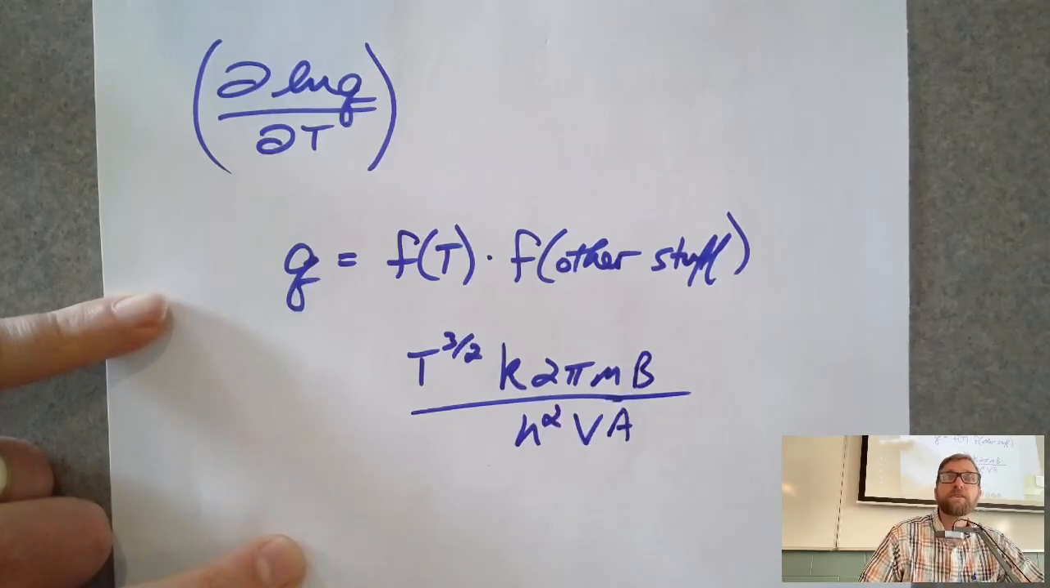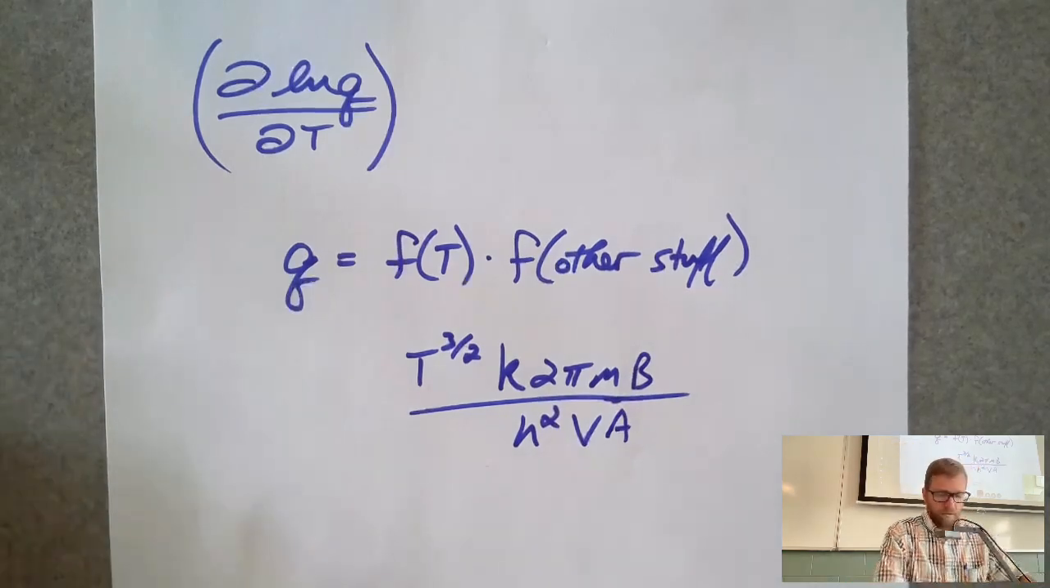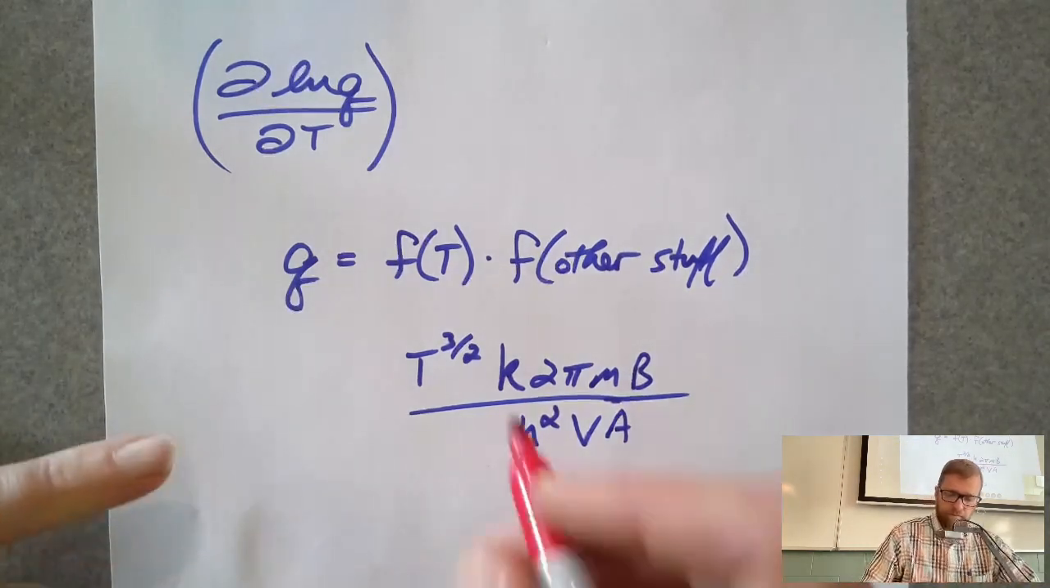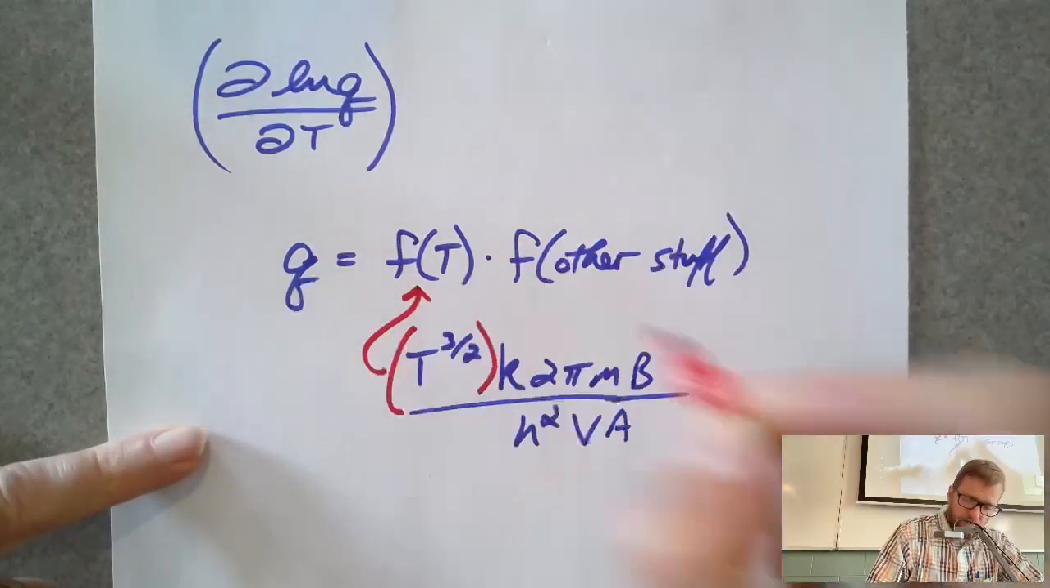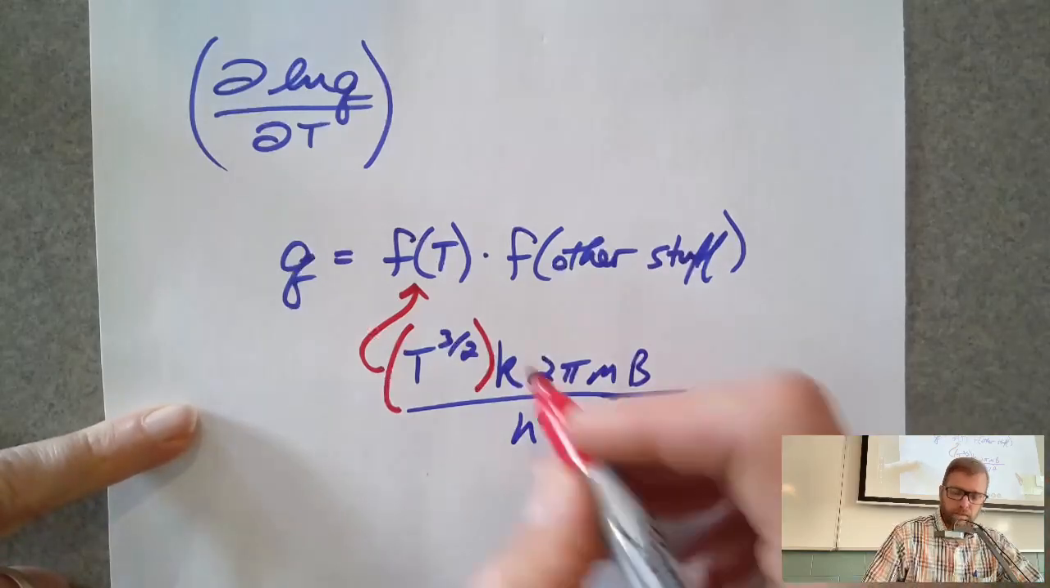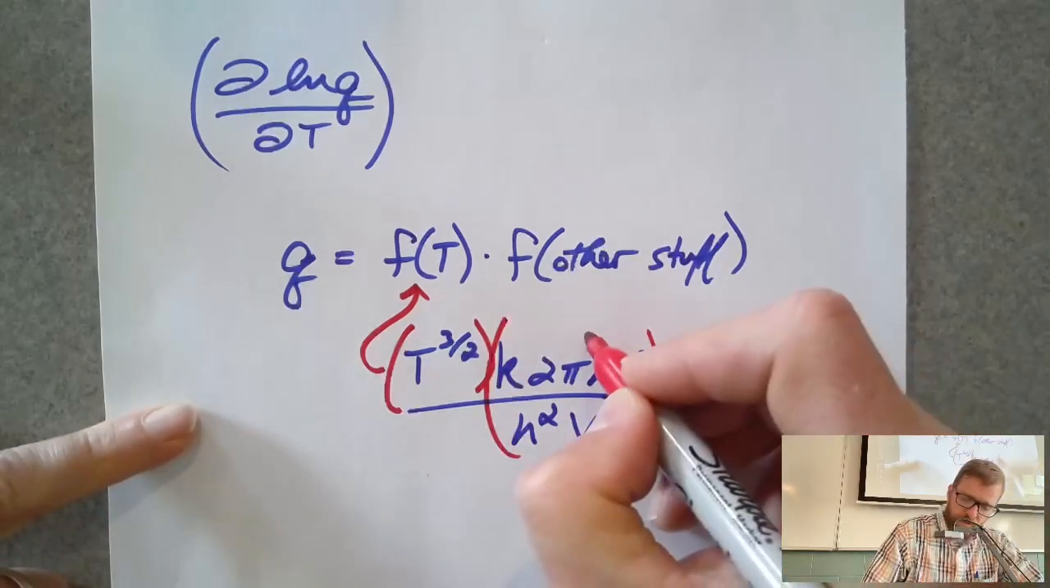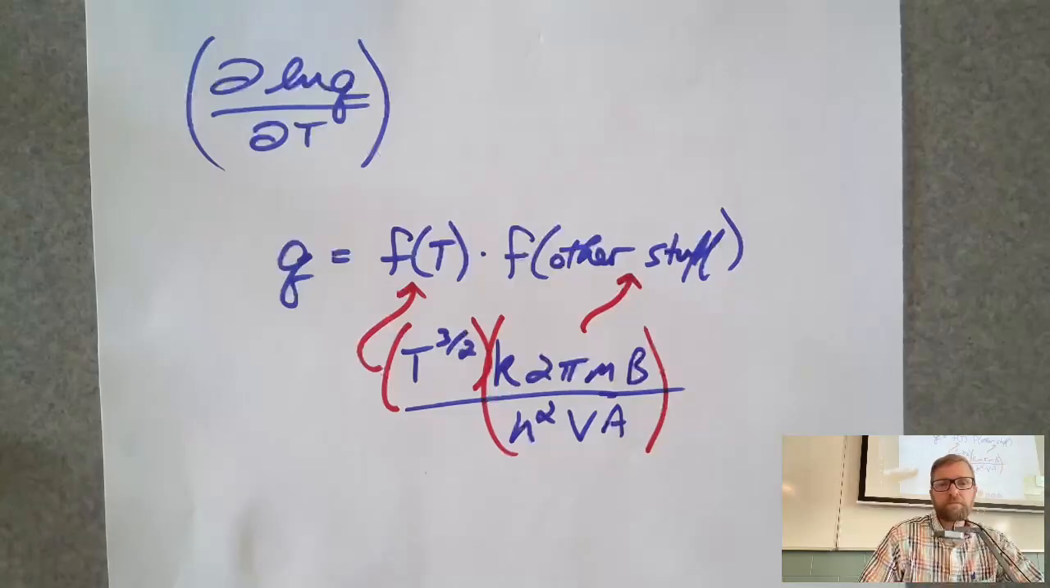A and B are in there as well, right? So it just gets really complicated, right? Okay, so guess what? This is your function of t. All this is your function of other stuff.